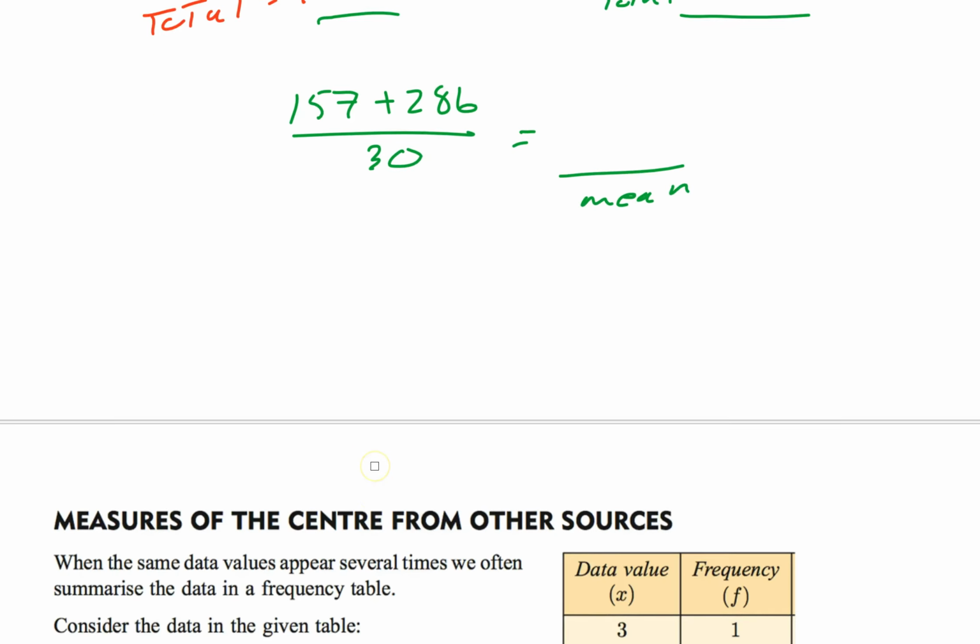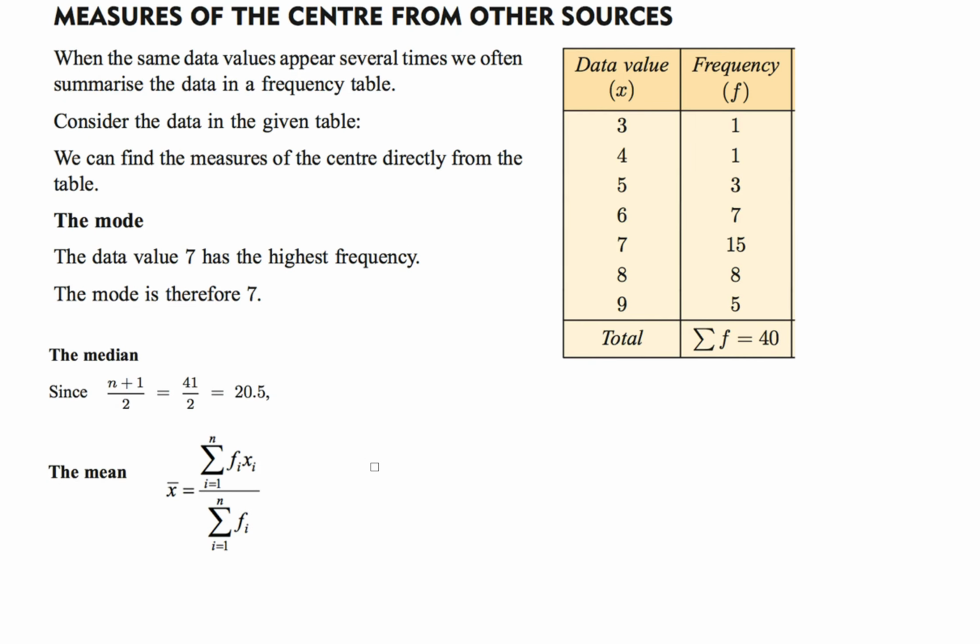Now let's talk about what a frequency does to our sensor data. The first thing you notice, it makes the mode really easy to find, right? So look at this. Oh, the mode is 7. Done. 7 has the most values, 15 of them.